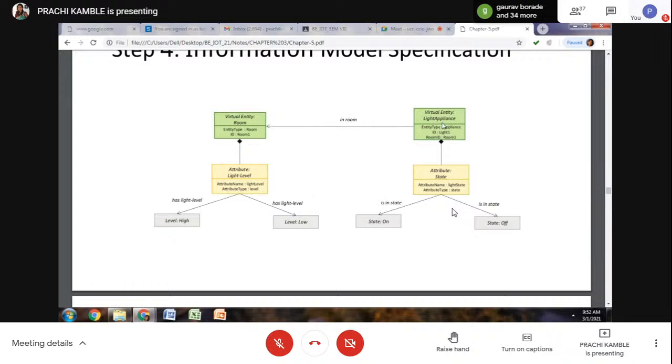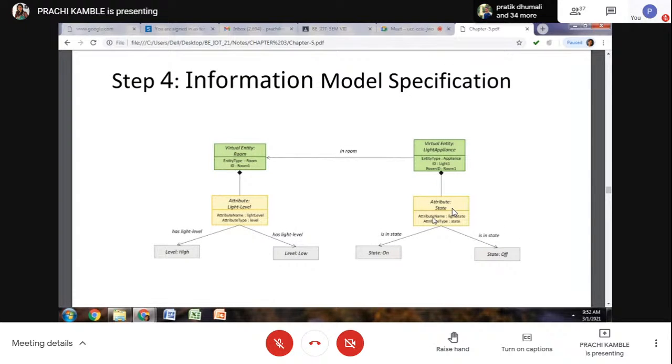The virtual entity light appliances is at the relay side. So it is appliances, ID is light 1, room ID is room 1. Here, once you get the information from attribute 1, that is high and low, based on that, this attribute name is light state. So the light level information is used for turning on and off the light state attribute. The state is on and off, which is connected to the relay. So this is the information model specification.